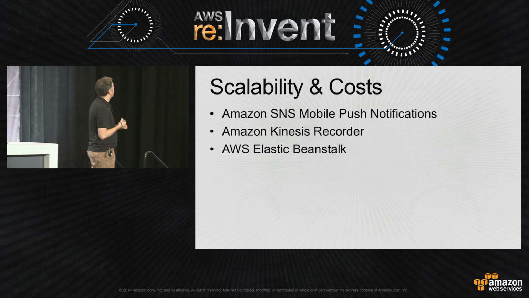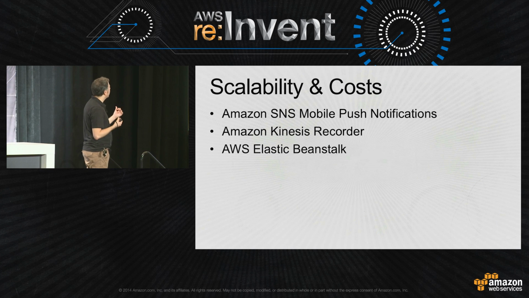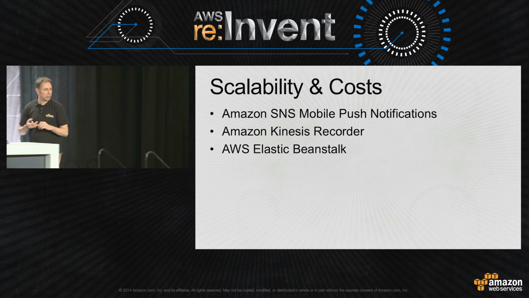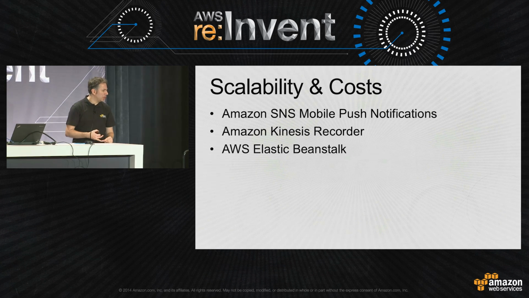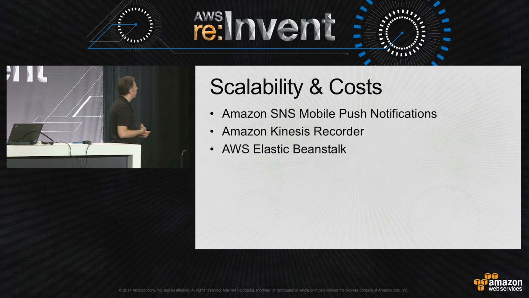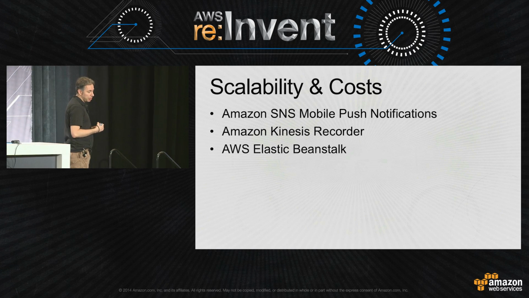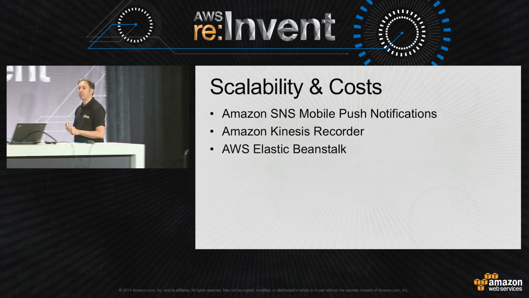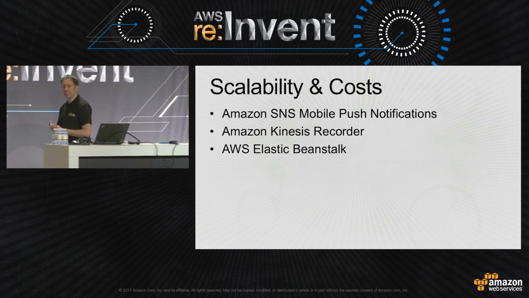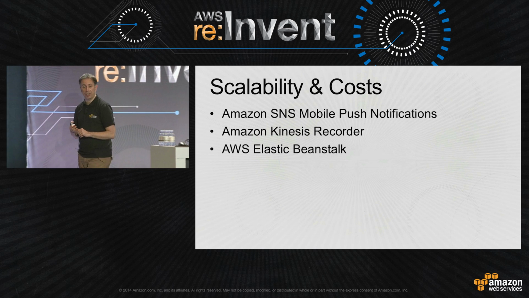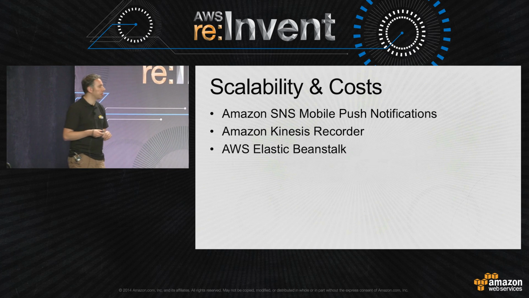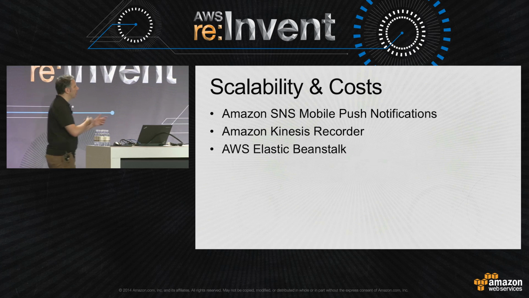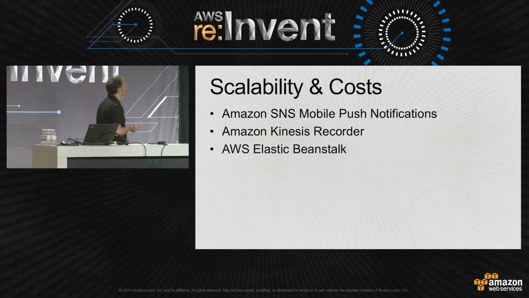Let's review scalability and cost. With SNS, you get 1 million messages per month for free. So the first million mobile push messages that you send every month are free. And if you go beyond 1 million, you pay 50 cents for every additional million messages that you send. So it's quite cheap and allows you to avoid managing all the interaction with the custom providers.